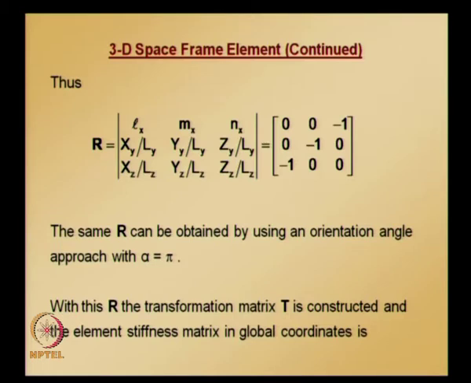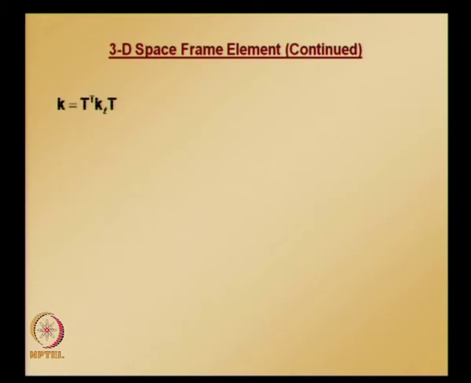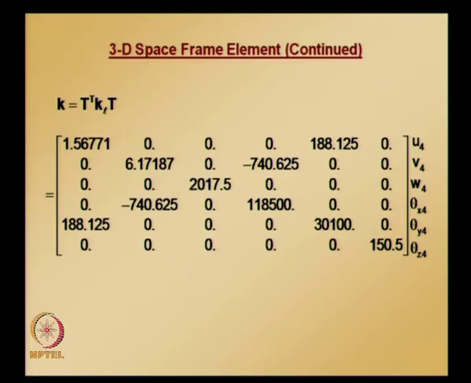With this R, the transformation matrix T is constructed and the element stiffness matrix in global coordinates can be obtained by this formula, k is equal to T transpose K_L T, where the contribution to the global element equations corresponding to the degrees of freedom at node 4 are shown beside this matrix: U4, V4, W4, theta x4, theta y4, theta z4.